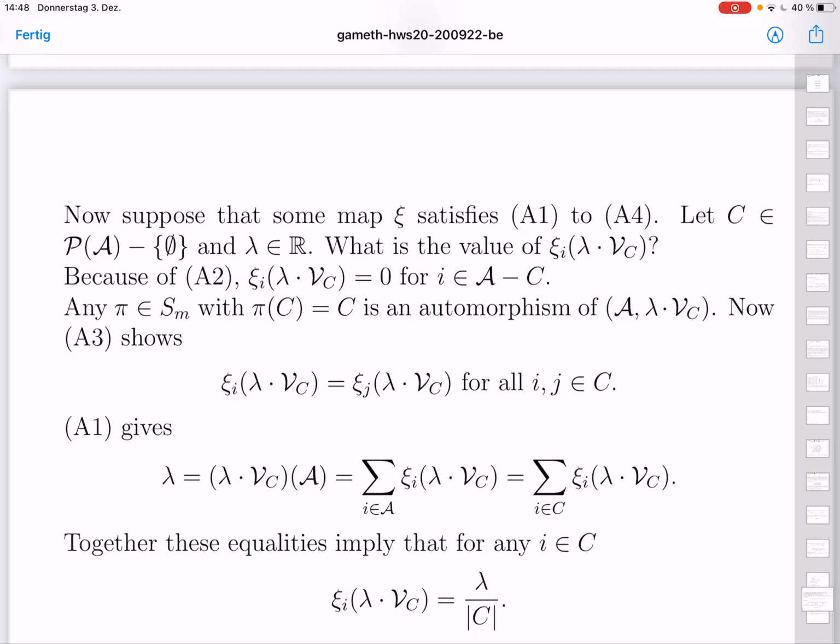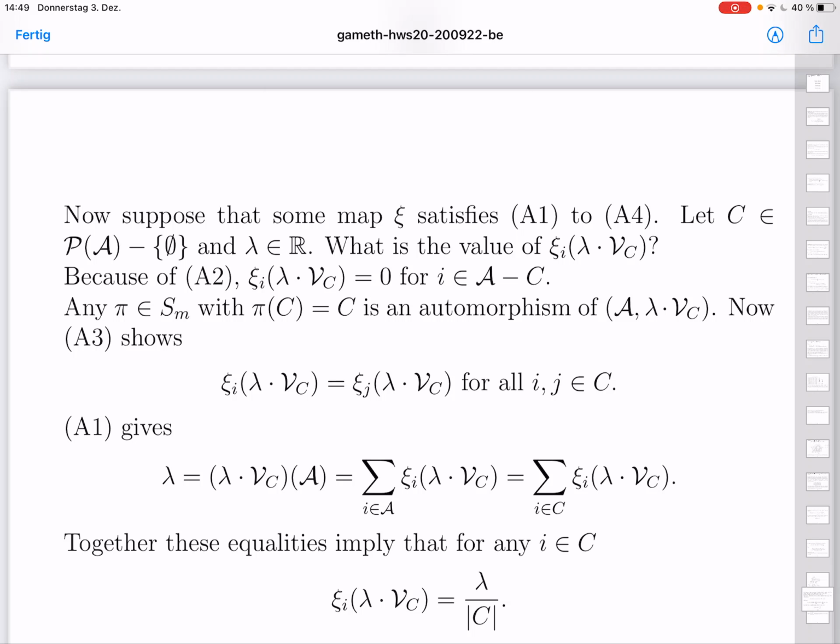Now suppose we have i an element of C, and we have to see what is then psi i of lambda times Vc. Any permutation which maps the set C to itself is an automorphism of this collision valuation lambda times Vc. And therefore A3 shows that for any two indices i and j which are in C, the entries of this value psi are the same. So psi i is equal to psi j for i, j in C. So they are all the same number.